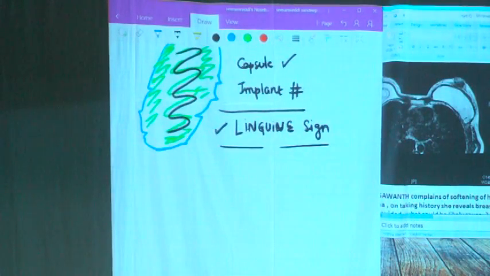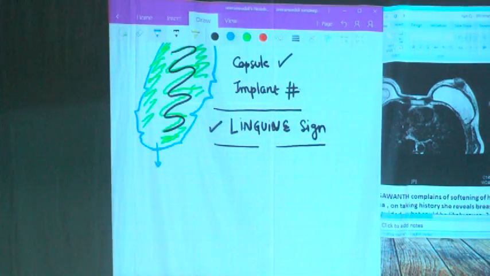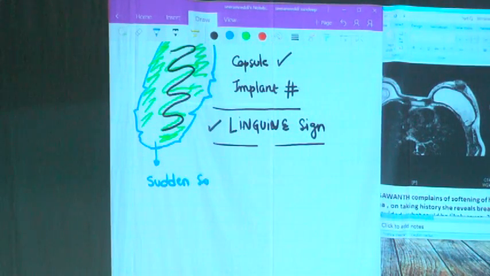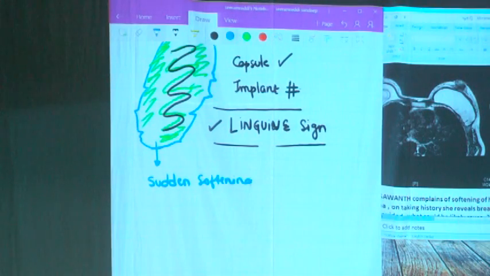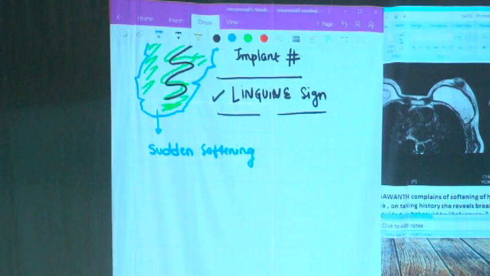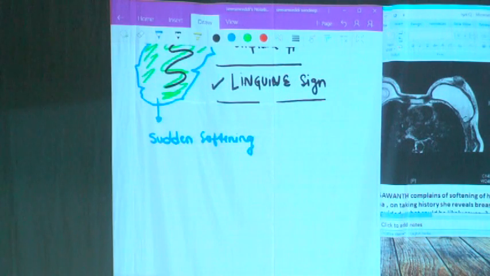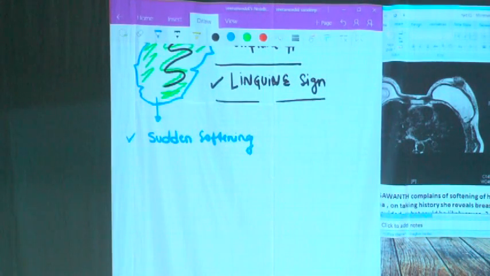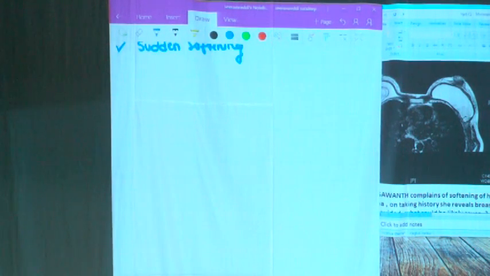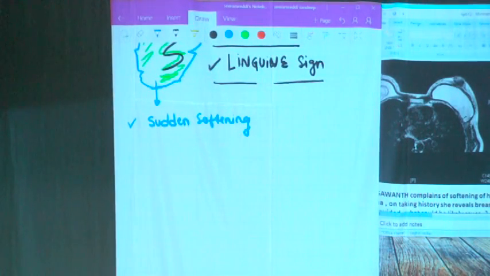Another thing to be observed here is whenever the capsule is intact but the implant is ruptured, this becomes a very semi-solid or semi-soft condition, sudden softening of the breast. Usually the implants which are present are semi-solid, they produce a firm appearance of the breast. But whenever there is an implant rupture, the gel will leak out. The capsule does not have the integrity to hold the gel. If there is any question that says sudden softening of breast after an episode of trauma or an infection or any other condition, of course there should be a history of implant. So it's a sudden softening of breast.